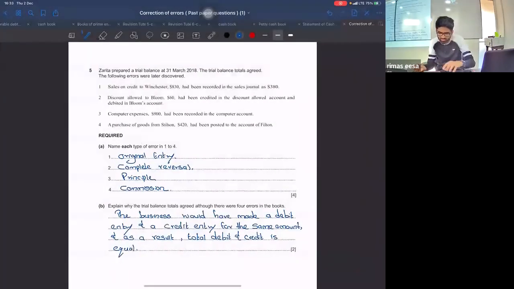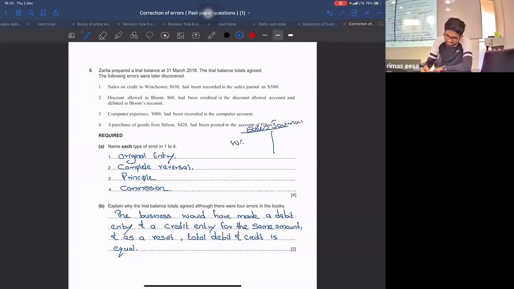Right. Have a look at it. Sales on credit to Winchester 830 had been recorded in the sales journal as 380. Now imagine this is your sales journal. Sales journal is not your sales account. You might have written Winchester over here and you might have written 380. By looking at that only, you start preparing the T accounts now.